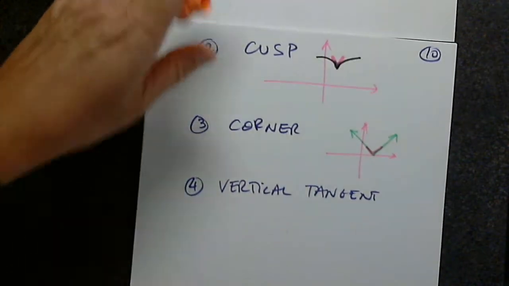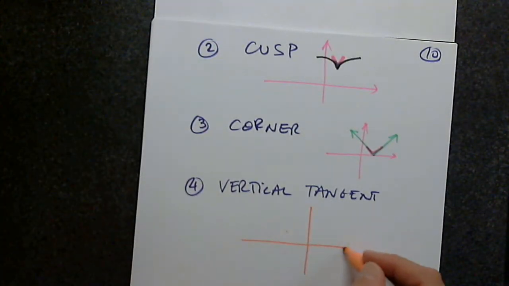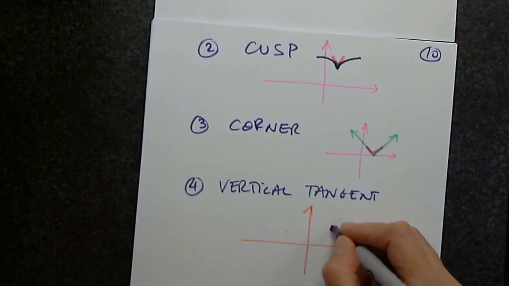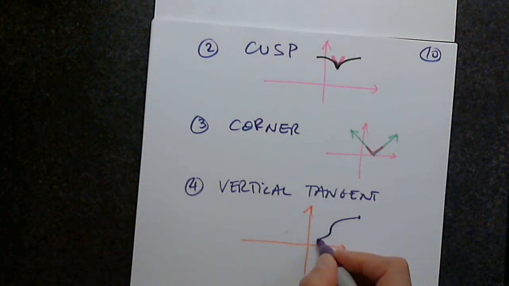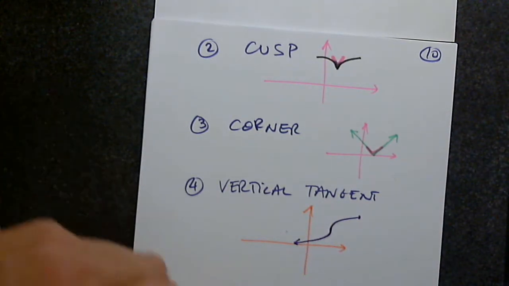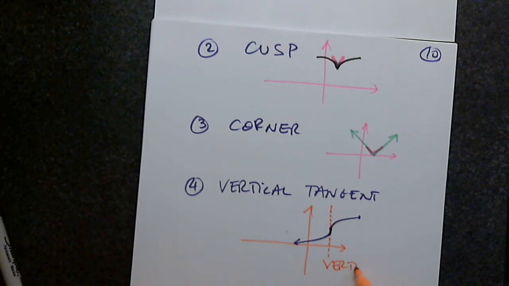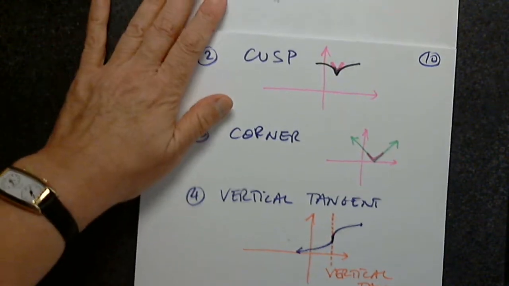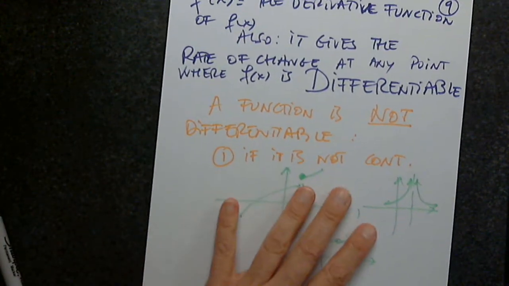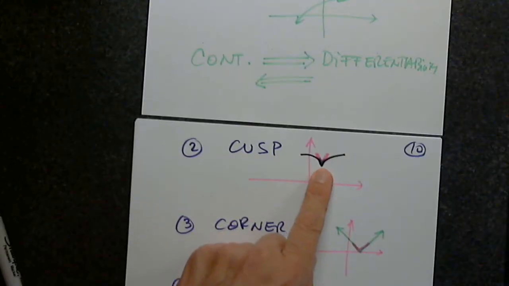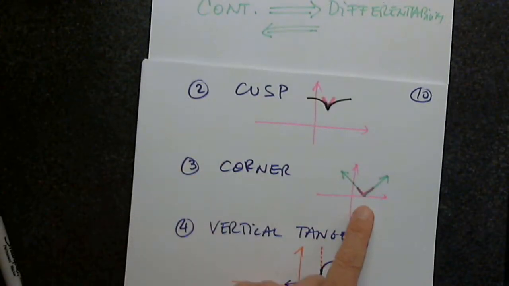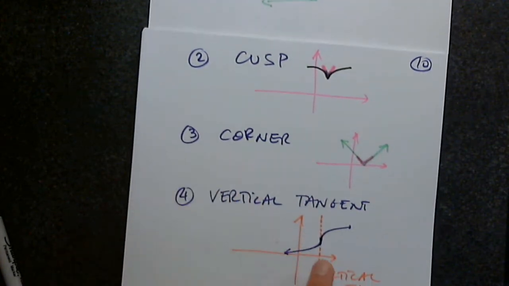And here's another situation of vertical tangent. This graph has a vertical tangent. So, a function is not differentiable if it is not continuous. It's not differentiable at the point if it has a cusp. It's not differentiable at the point if it has a corner. And it's not differentiable at this point when it has a vertical tangent.